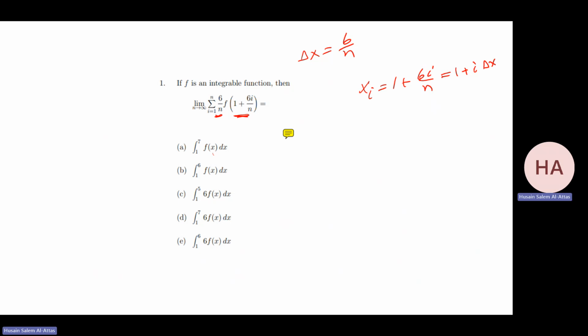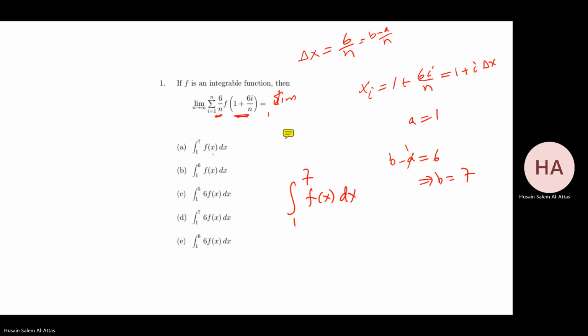Okay, and a equals 1. If this is (b minus a) over n, then b minus a equals 6, and a is 1, so b equals 7. So the integral from 1 to 7 of f of x dx. This will be delta x, and that will be delta x times f of xi. Well, this is my xi. So everything is okay now. So this is the answer.